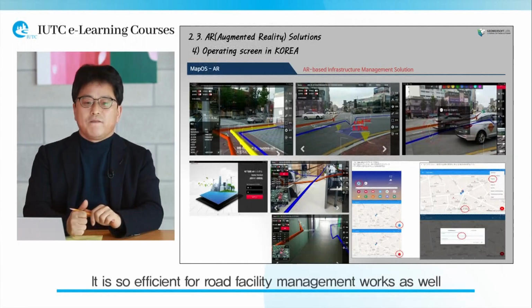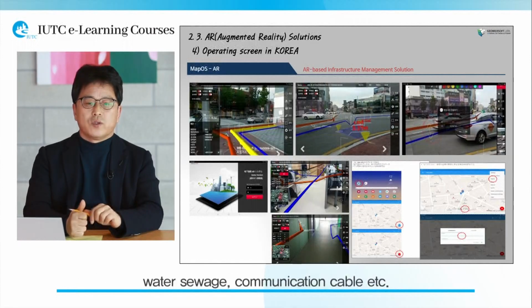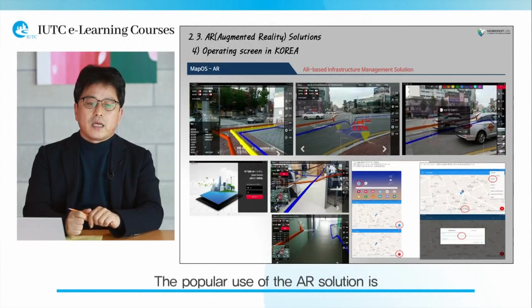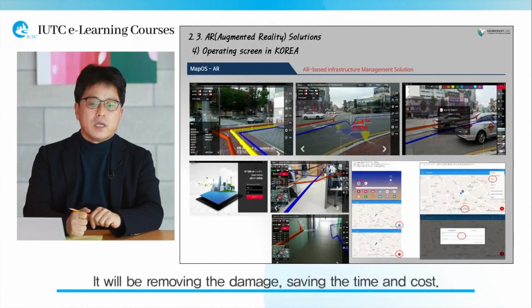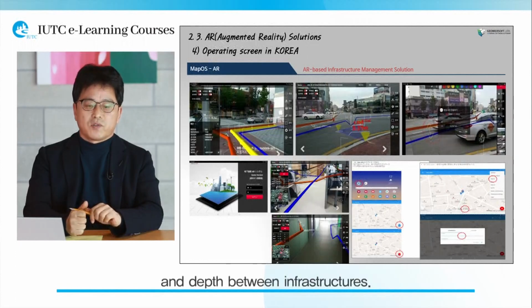It is very efficient for road facility management works as well. It covers underground facility management, such as gas, electric, water sewage, communication cable, etc. The popular use of the AR solution is to see the underground situation with location before digging the land. It removes damage and saves time and cost. Also, you can visibly check the distance, area, and depth between infrastructures.